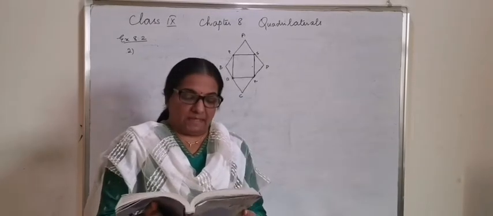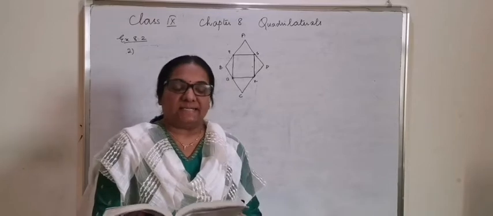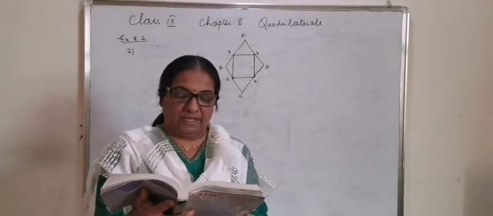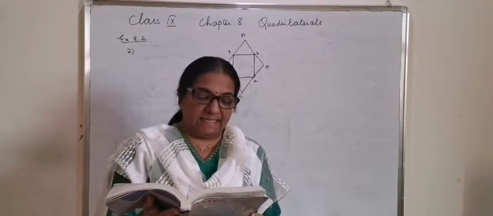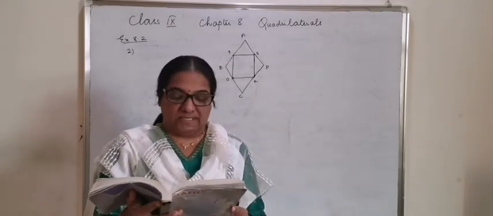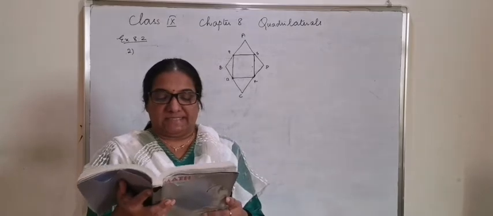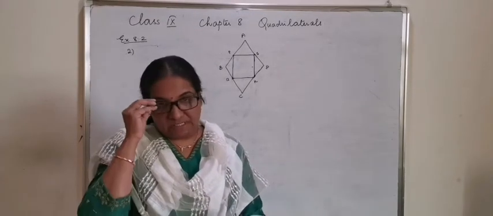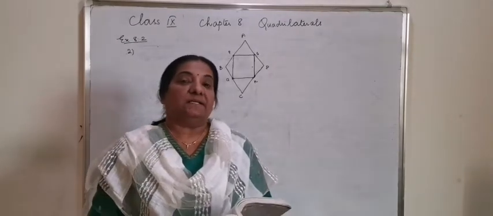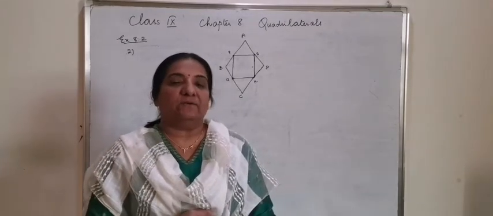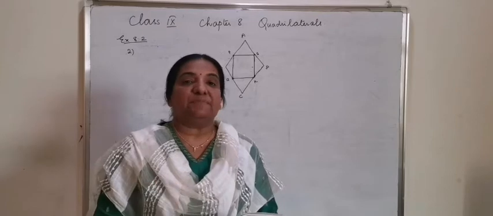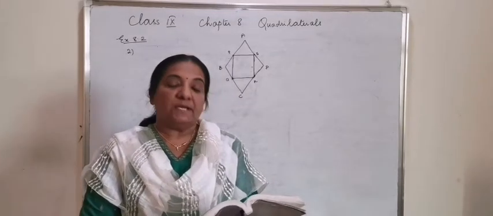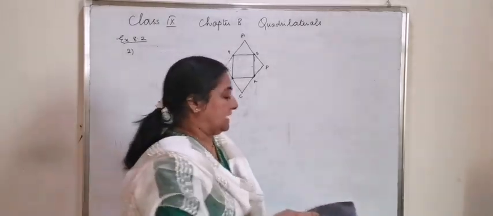Question 2. ABCD is a rhombus, underline the word rhombus, and PQRS are the midpoints of AB, BC, CD and DA respectively. Show that quadrilateral PQRS is a rectangle. Given that ABCD is a rhombus, what are the properties of a rhombus? In a rhombus, all sides are equal as well as the diagonals bisect at right angles. So what we have to prove is PQRS is a rectangle.